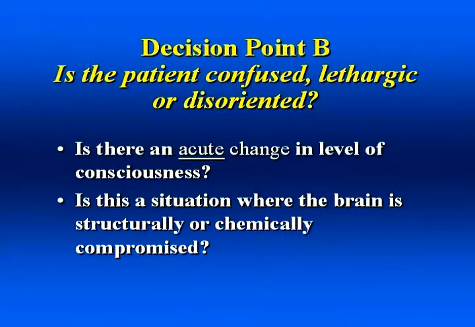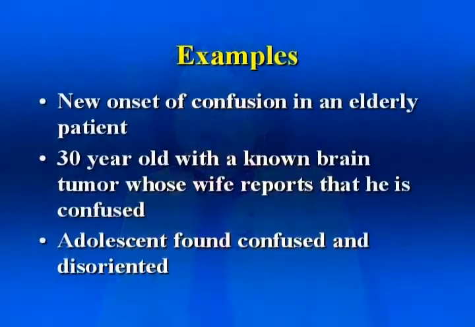Moving on, let's talk about, is this patient confused, lethargic, or disoriented? The triage nurse needs to identify the patient with an acute change in level of consciousness. Is this a situation where the brain is structurally or chemically compromised? The triage nurse has to determine that the patient is physiologically stable and does not require immediate life-saving interventions. Examples of new onset confusion, lethargy, or disorientation.